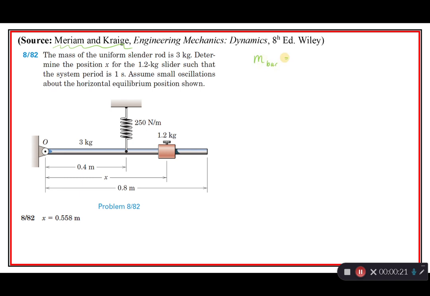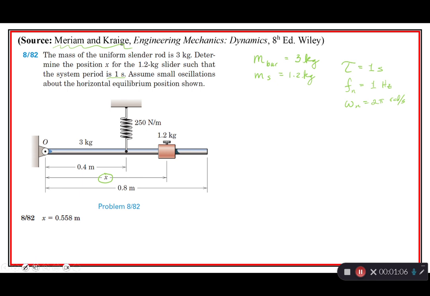I'll give it a mass of 3 kilograms, and we want to determine the position X of this little guy right here, that little weight, the slider. I called him MS for my slider, 1.2 kilograms. And such that the period is 1 second, right? So we want period equal to 1 second. Therefore, the natural frequency of it is also 1 hertz. So the omega n is going to be 2 pi radians per second. We could get the number, but let's leave it that way.